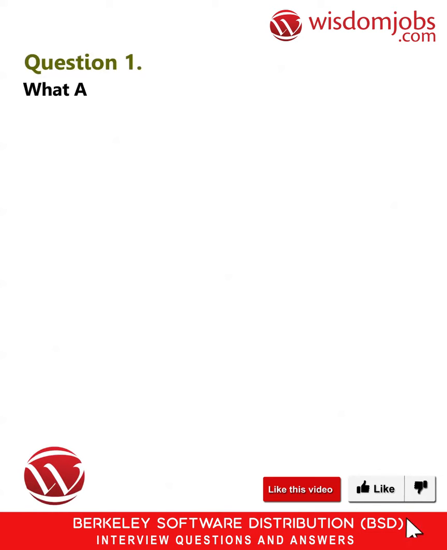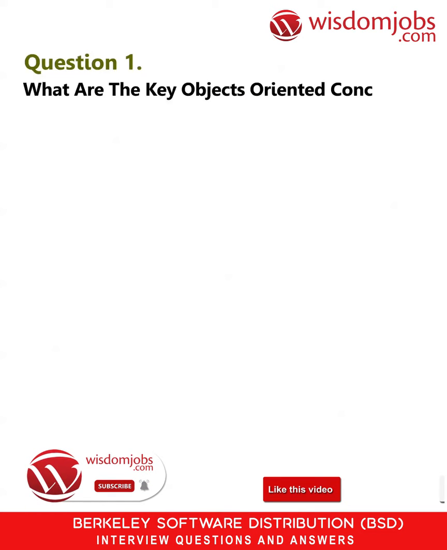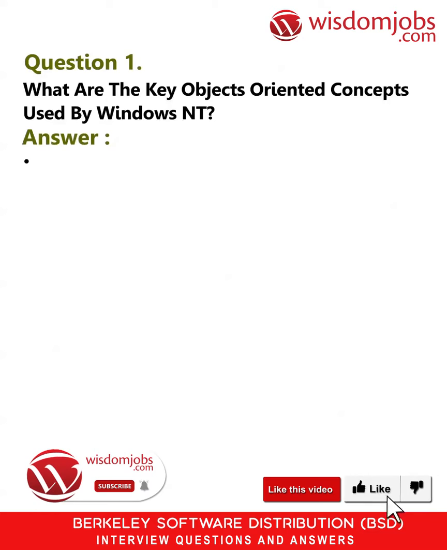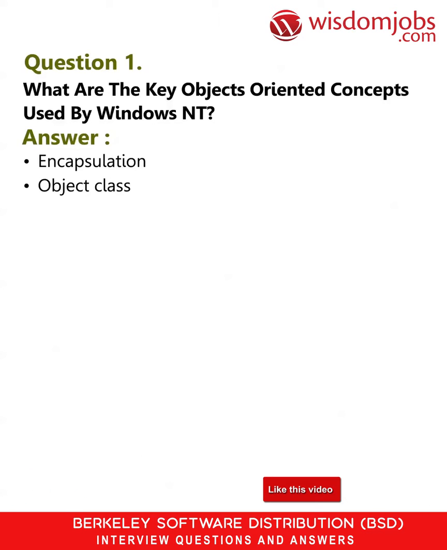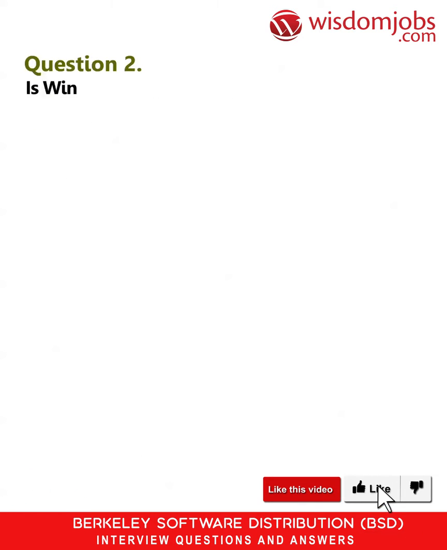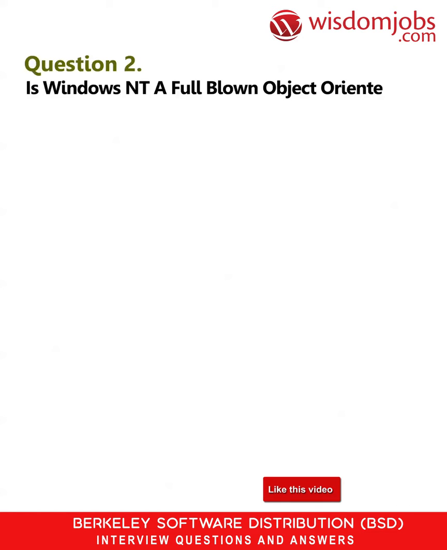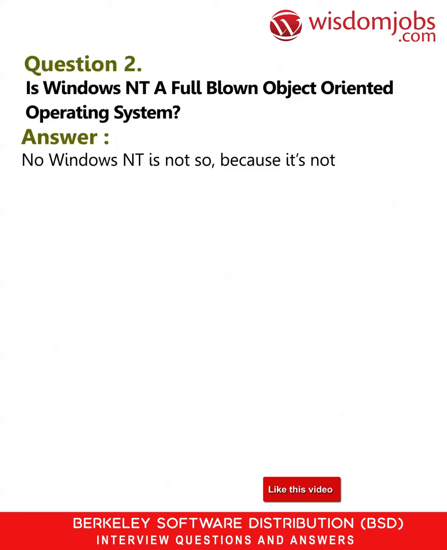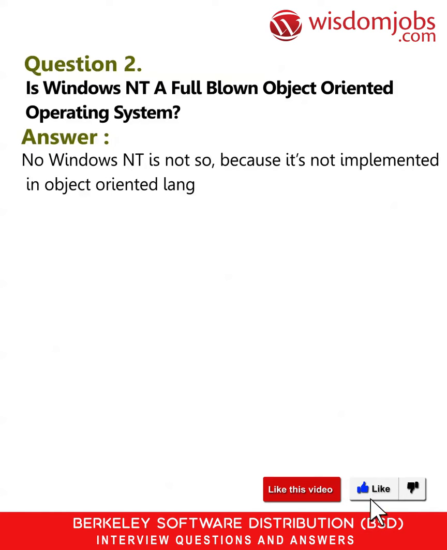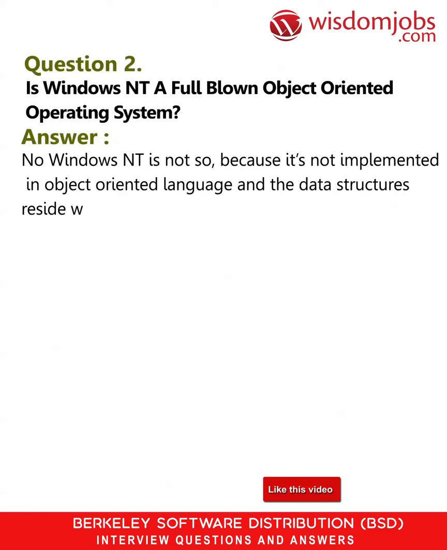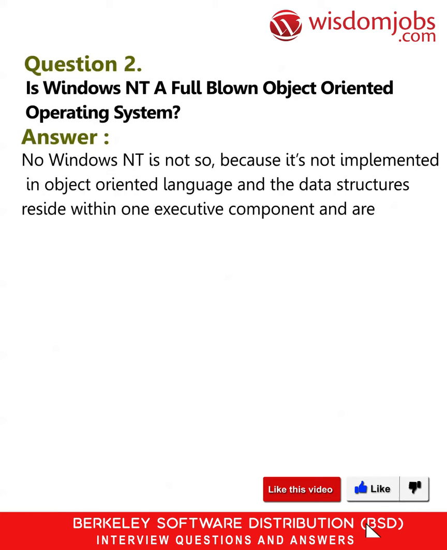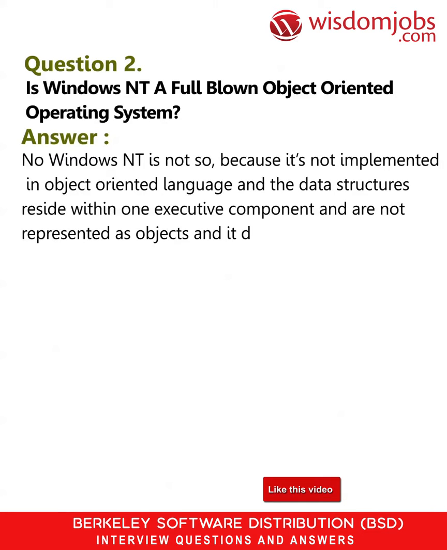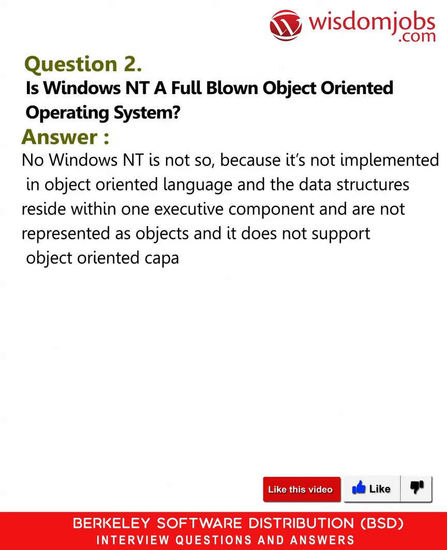Question 1. What are the key object-oriented concepts used by Windows NT? Answer: encapsulation, object class, instance. Question 2. Is Windows NT a full-blown object-oriented operating system? Answer: no, Windows NT is not, because it's not implemented in an object-oriented language, the data structures reside within one executive component and are not represented as objects, and it does not support object-oriented capabilities.